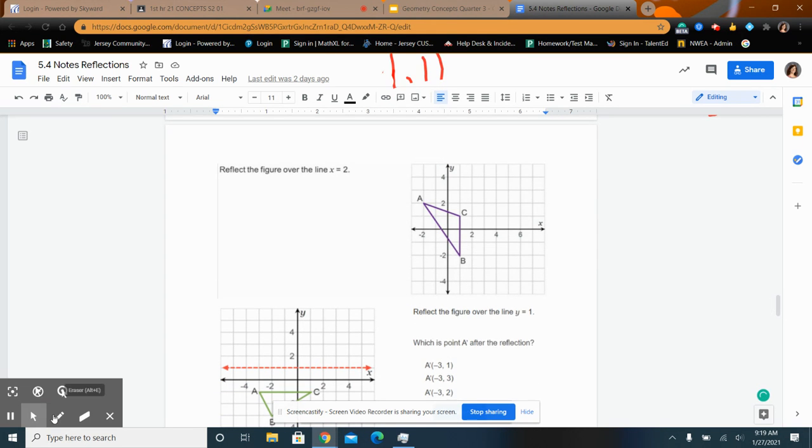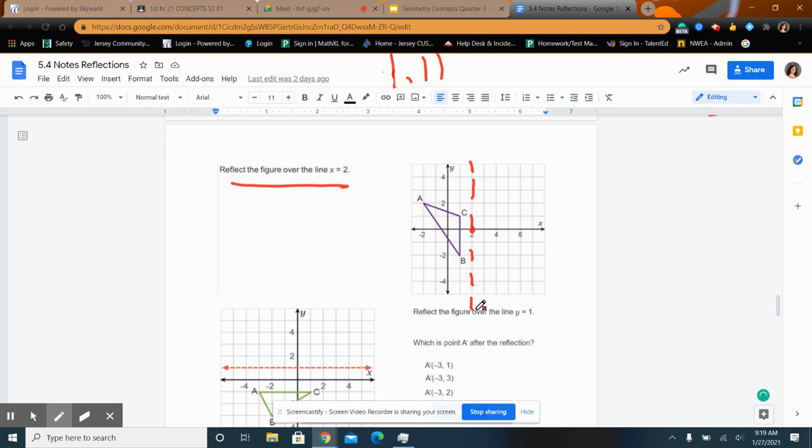Okay. This one, there's no code. We have to do it by hand. And you have bad graph paper, and I'm sorry. They want us to reflect over the line x equals 2. So the first thing I would do is draw in x equals 2. Where is x equals 2? It touches the x at the 2. And then you draw in your line.